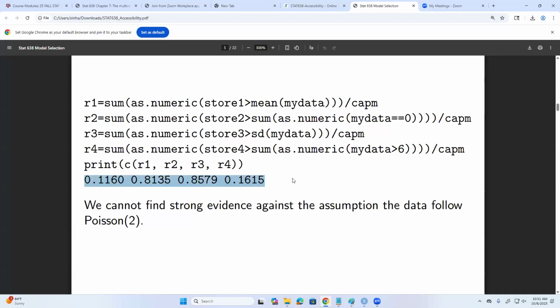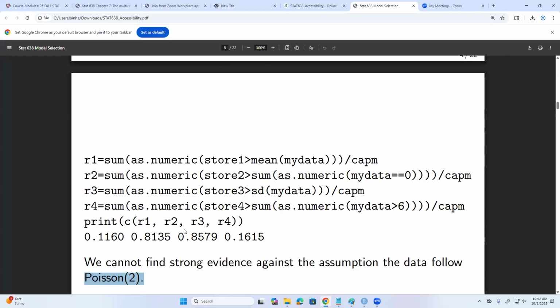So these numbers, some of them are small, some of them are large, but they are not that extremely small, right? Extremely small, I say, is lower than 10%. Extremely high, I consider larger than 90%. This is a subjective choice, right? So based on that, we cannot find strong evidence against the assumption that the data follow a Poisson 2 distribution. I'm not saying that the data are coming from Poisson 2, but we don't have very strong evidence against it.